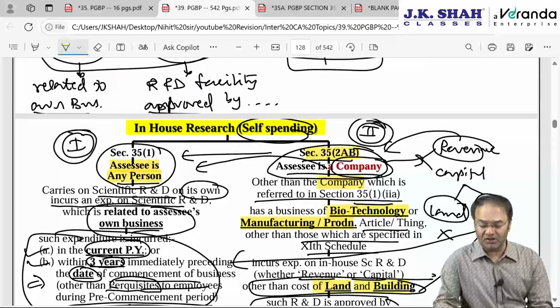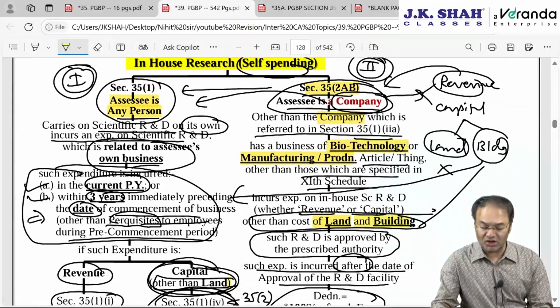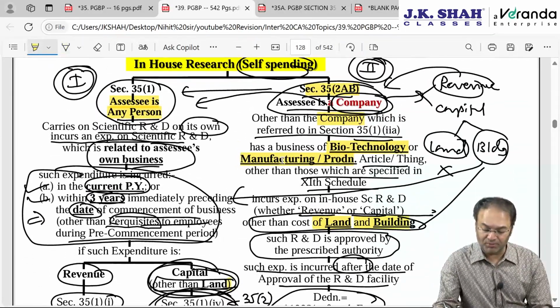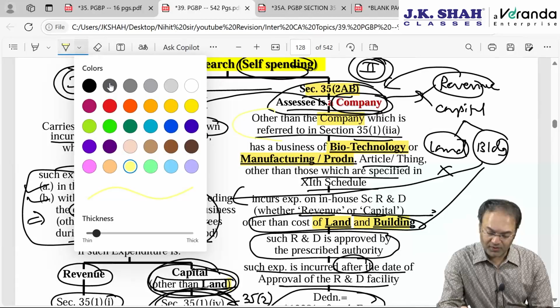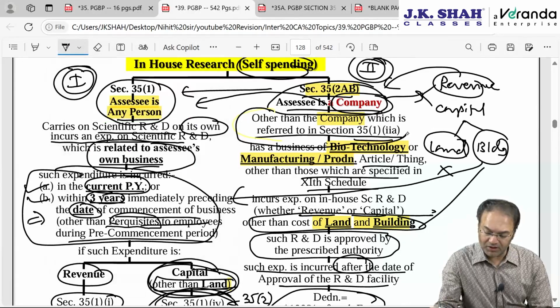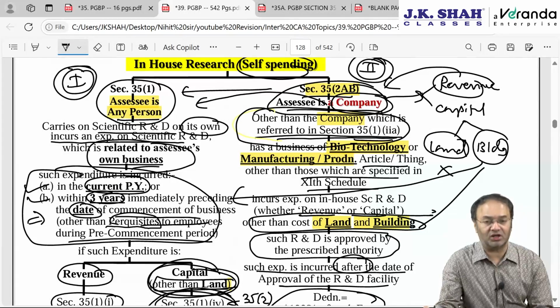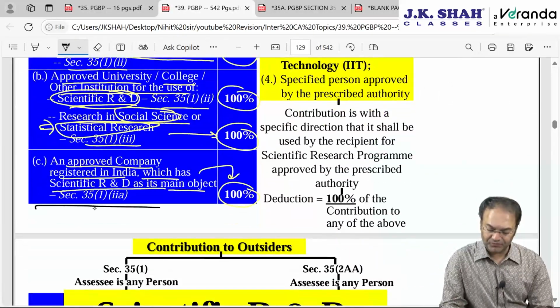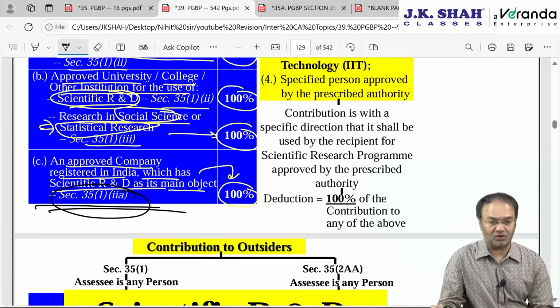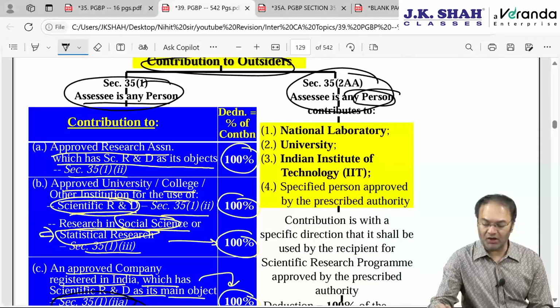Then that company cannot get deduction under this, because here it should be company other than category 2. It should be company other than the company which is referred to in section 35 subsection 1 clause 2a. And company referred to in 35 subsection 1 clause 2a is this company. Getting it? Okay. Now category 4.